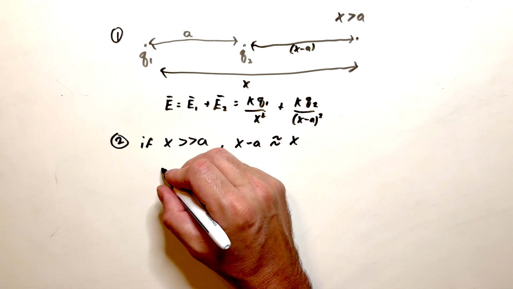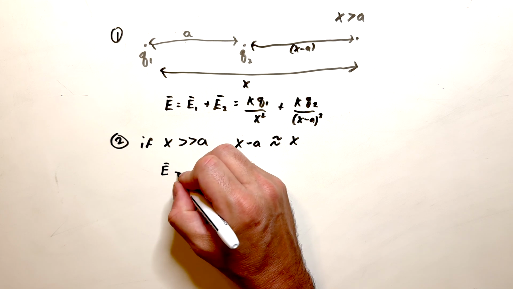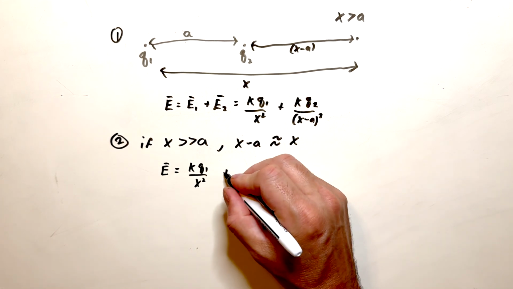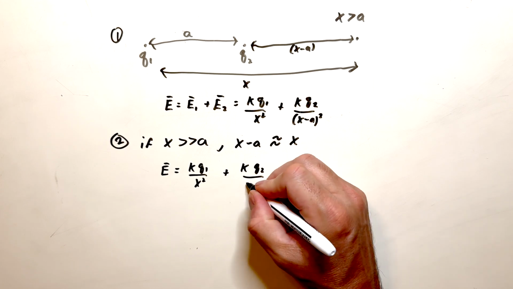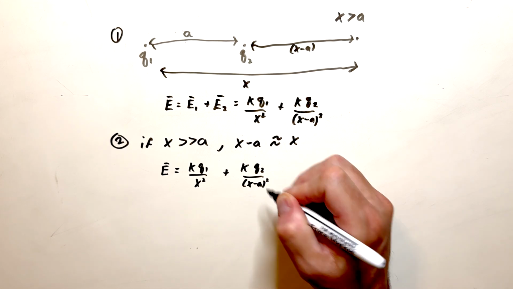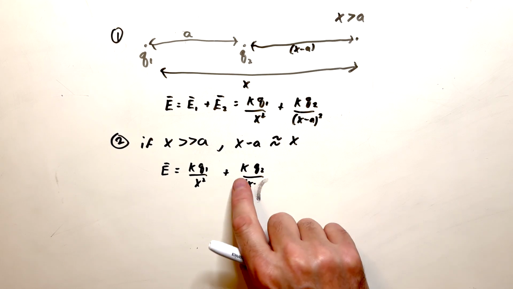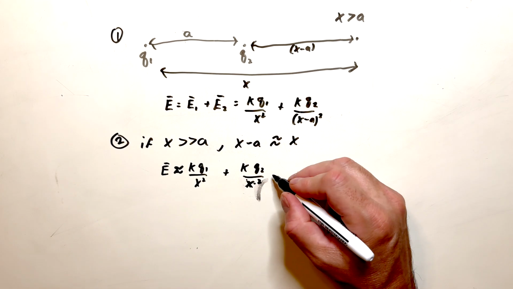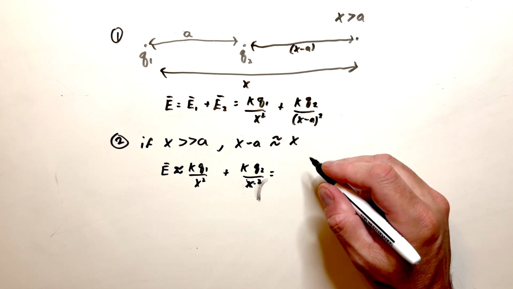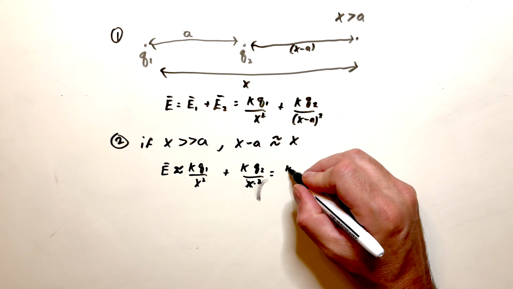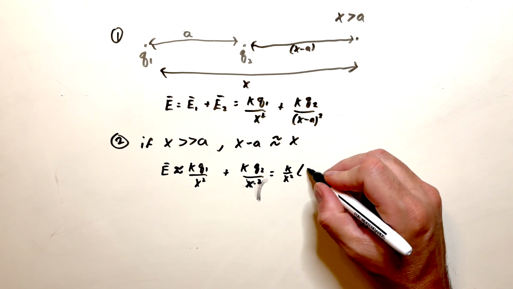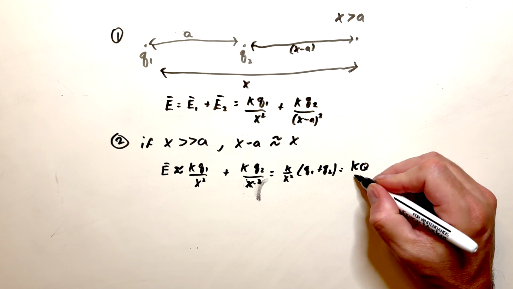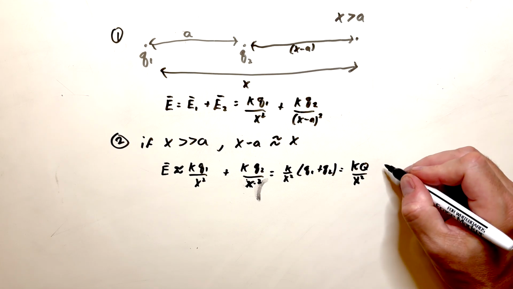So if that's the case, then we would rewrite E as k Q1 over x squared plus k Q2 over x minus A squared, but that becomes just x squared, right? So we can approximate that as x squared. I'll write the approximation symbols here. So now I can factor out the k and the 1 over x squared. So I get k over x squared times Q1 plus Q2. And that we can just write as k big Q over x squared, where big Q, of course, is the sum of the charges.